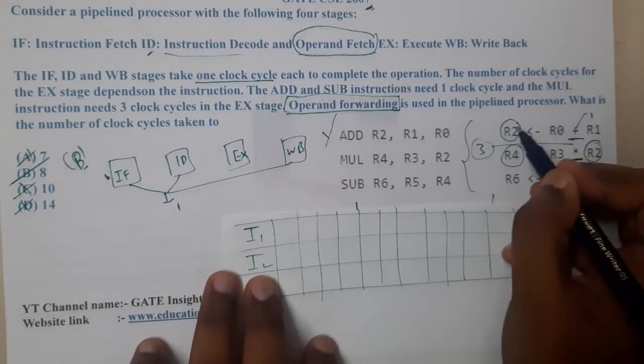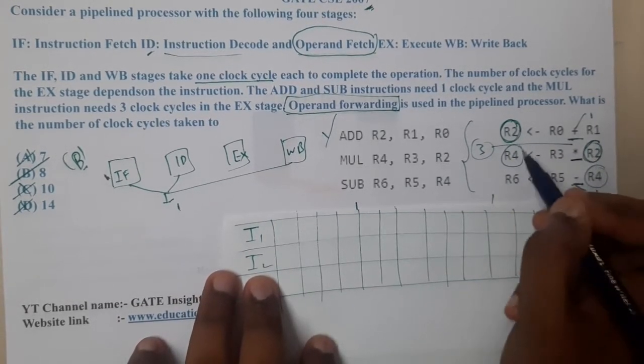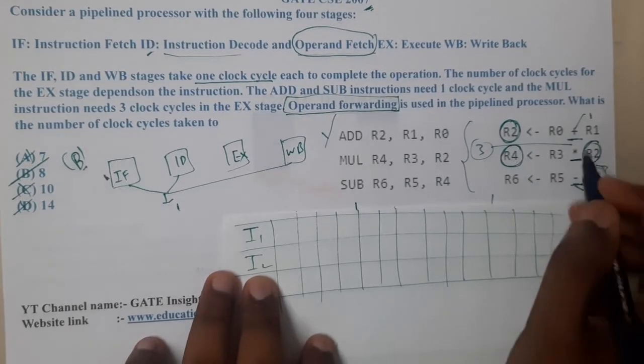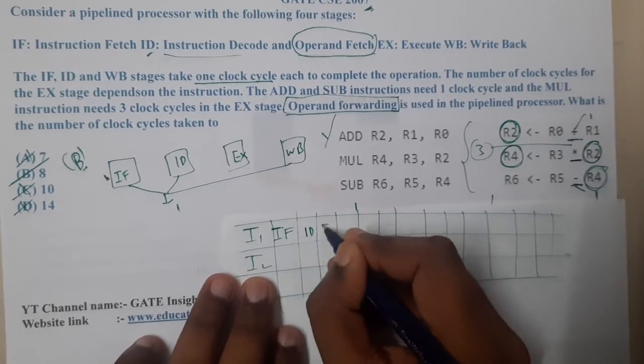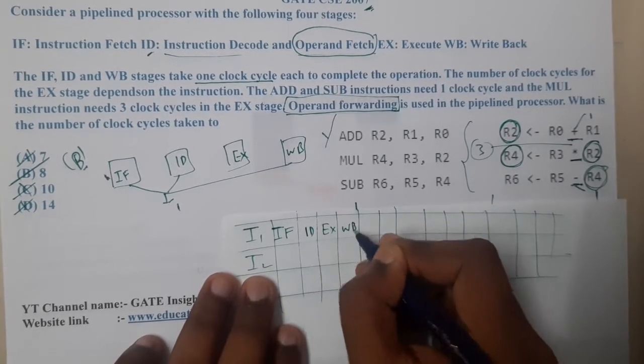If you observe carefully, this R2 is being used here. Similarly, this R4 result is being used here. So there is a dependency. So let us start. Here I will do instruction fetch, then instruction decode, then execute, then write back, right? Yes. Okay.